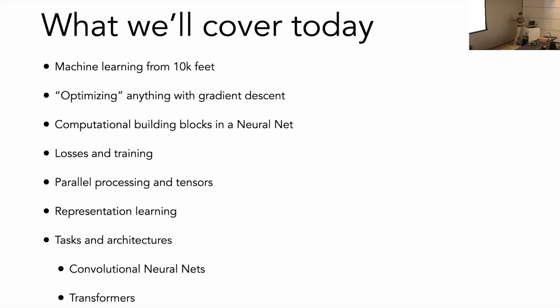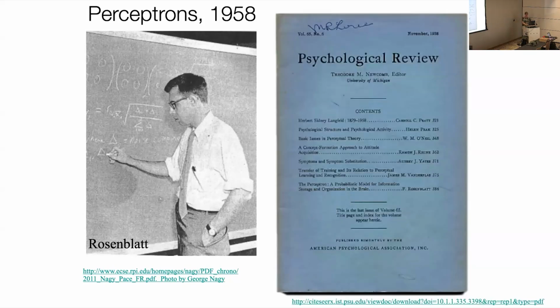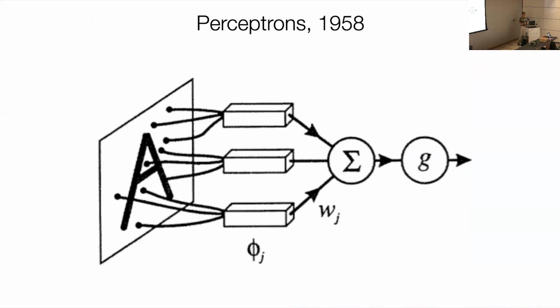Okay, so how do we get started? Back in 1958, Rosenblatt introduced the concept of what's called a perceptron. It was introduced in Psychological Review, so it was really coming from the neuroscience community. And the first perceptrons were doing this. They were essentially taking a picture of a letter, an A in this case.